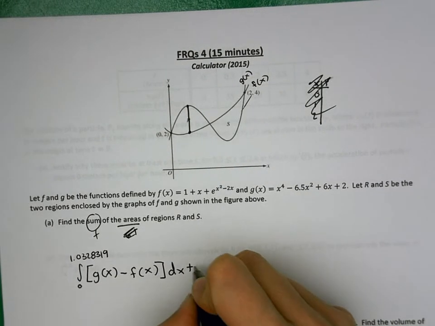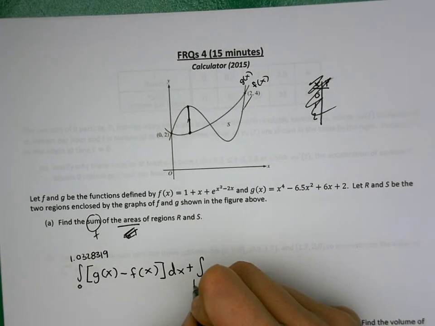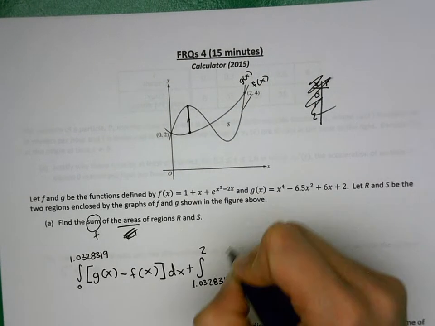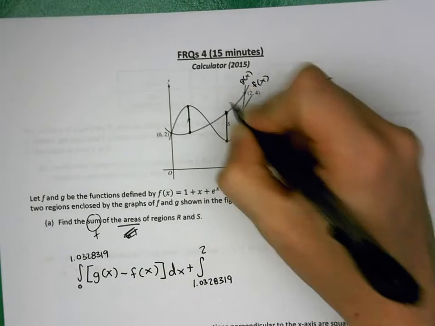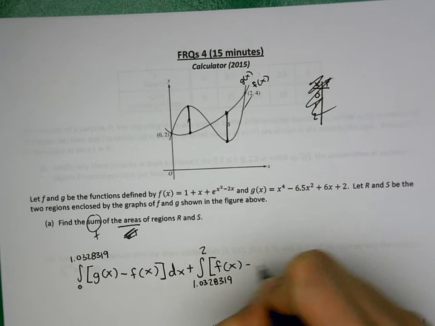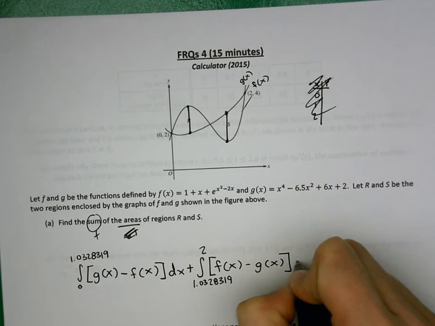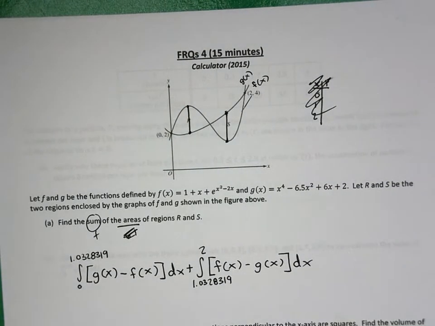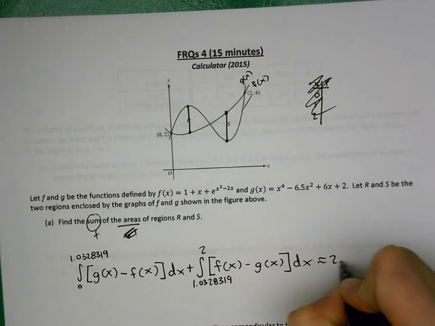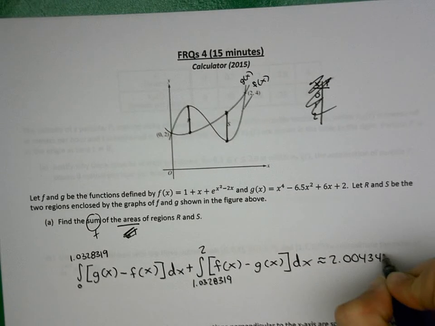And then I'm going to add that to my next region, which goes from that intersection, 1.0328319, the rest of the way to 2. In this case, my upper minus lower, my upper is the f of x function, minus my lower, which is the g of x. Okay? And so then you would take your calculator, plug all of that in, one piece at a time, and when you plug that in, you should get 2.0043456.